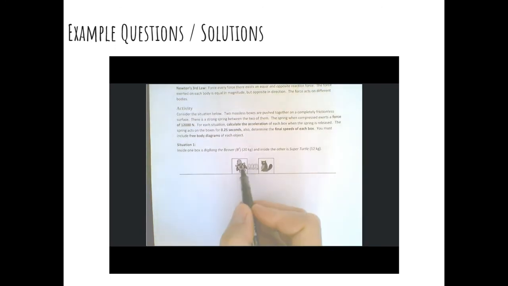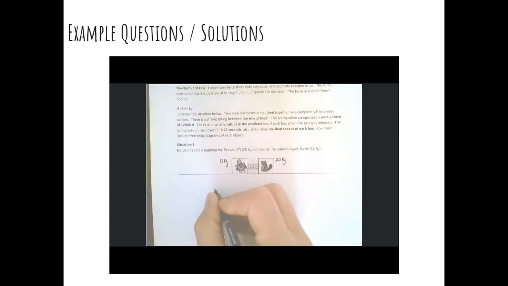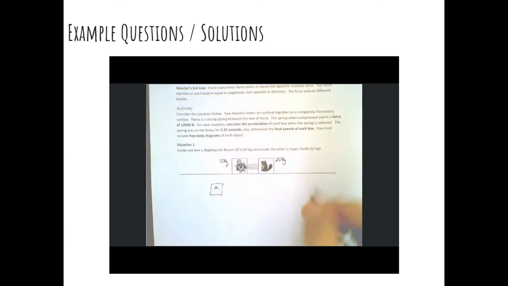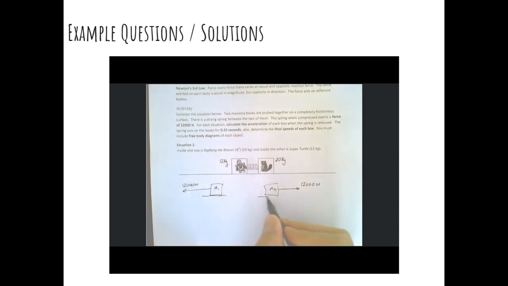So we've got Big Bang Beaver over here, who has a mass of 20 kilograms, and Super Turtle has a mass of 12 kilograms. The one thing we know is that we'll call this mass 1 for the turtle and mass 2 for the beaver. Since the force of the spring is 12,000 newtons, Newton's second law says both of these objects will experience the same amount of force, i.e. 12,000 newtons each, but it acts in the opposite direction. Friction is negligible, so we're not going to include it.